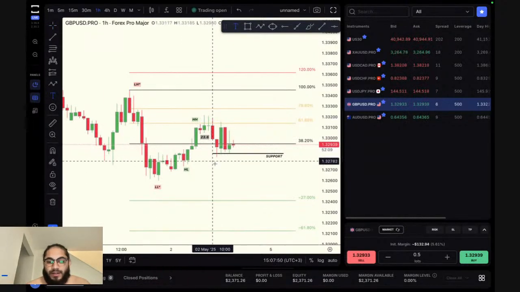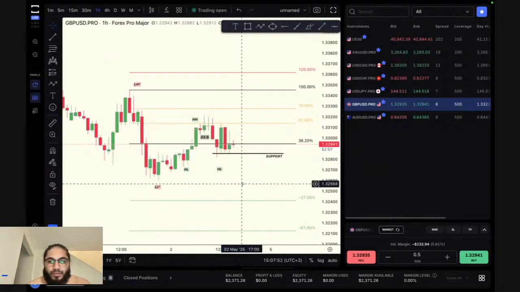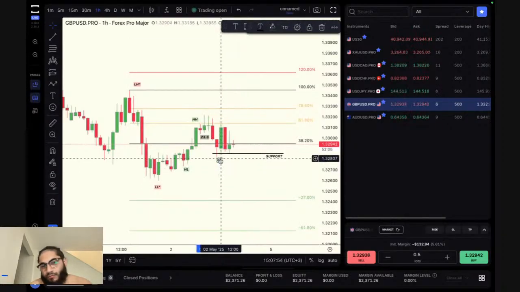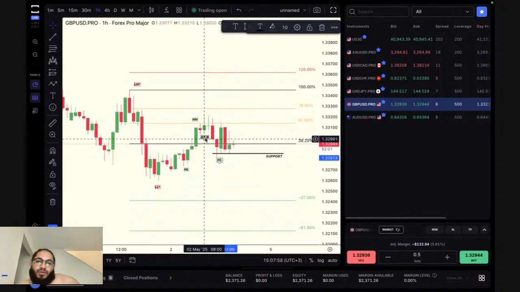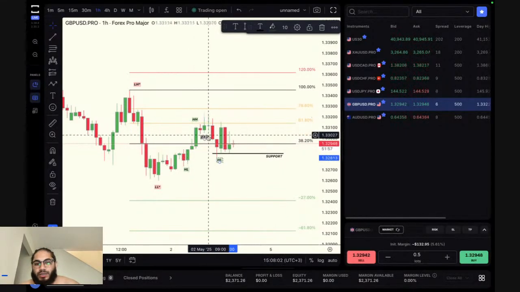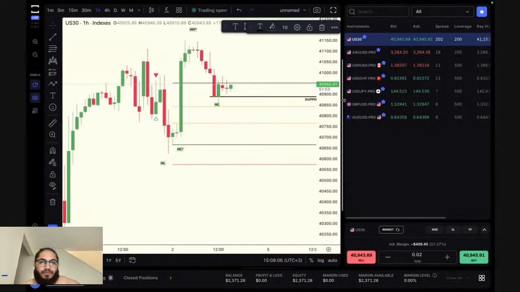So it's higher low, higher high, higher low. Again, I still want to see a break. This was a 23.6 here. Higher low, higher high, 23.6, higher low. So that's that, right?